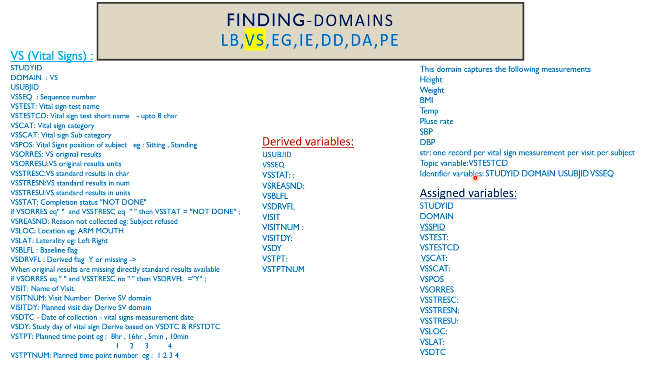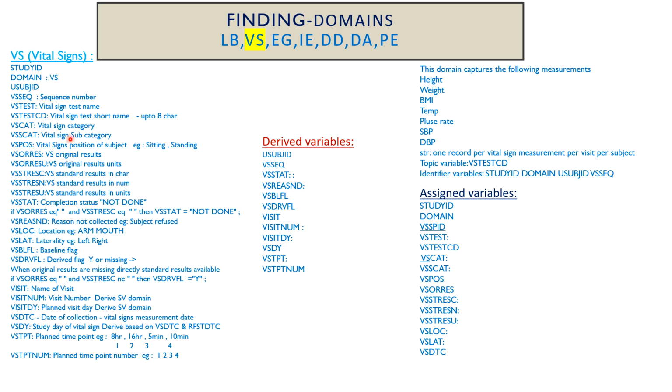Coming to the structure, it is one record per vital signs measurement per visit per subject. The topic variable will be VSTESTCD, and the identifier variables will be study ID, domain, unique subject ID, VS sequence. In the VS domain, these are the variables as per the SDTM implementation guide. Study ID, domain, unique subject ID, VS sequence, all we know. Then the test is the vital signs test name, whether we did height or weight. The test code is the vital signs short name, and it should be 8 characters only.